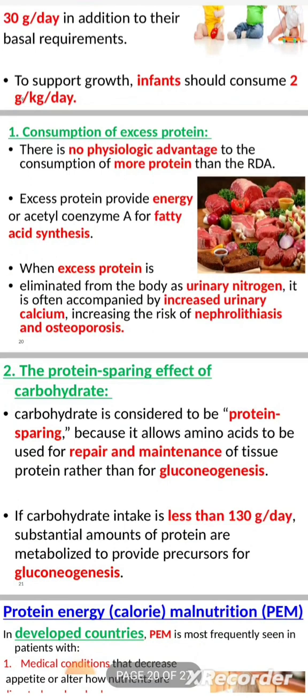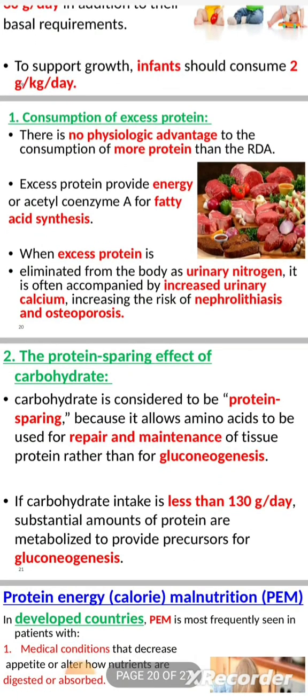When excess protein is eliminated from the body as urinary nitrogen, it is often accompanied by increased urinary calcium, and that is a drawback. More protein means more urinary nitrogen excreted, which can be accompanied by calcium loss, increasing the risk of nephrocalcinosis and osteoporosis in elderly people, especially in women.